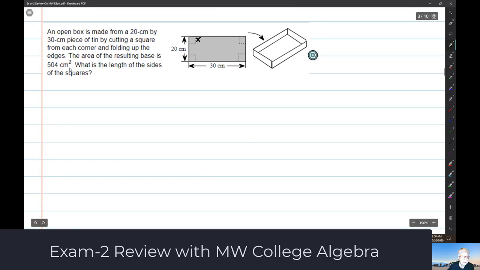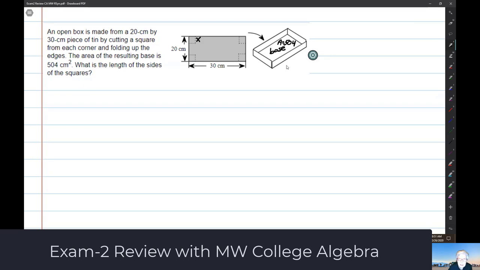The area of the resulting base. Now, this is the base right here. The base of the box. That's what you get when you fold up what's left after you cut those corners out and send them to recycling or wherever. Okay, now we know the area is 504 square centimeters. A equals 504. Let's just say 504 because it's the numbers we need.